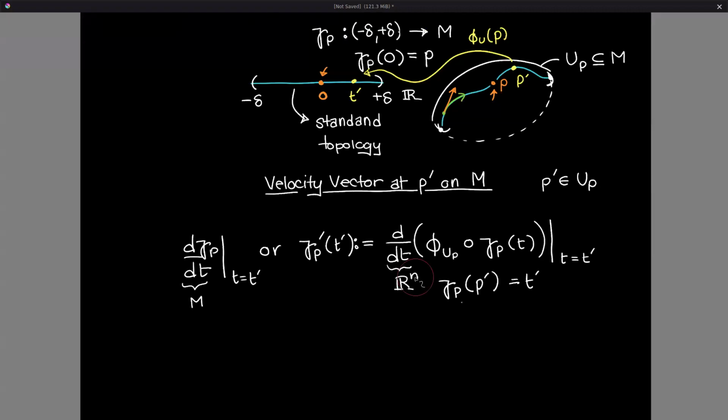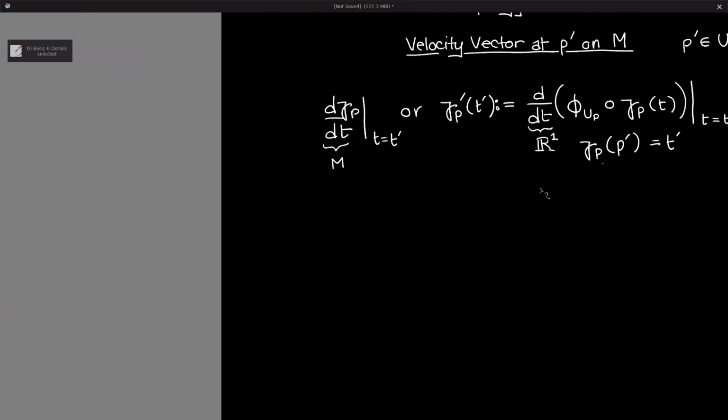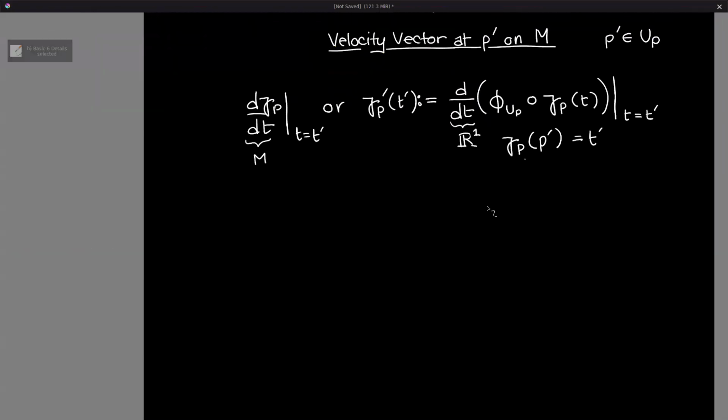Or in this case, it would be R1, not to confuse people. In this case, it would be R1. But this allows us finally to define a velocity vector.